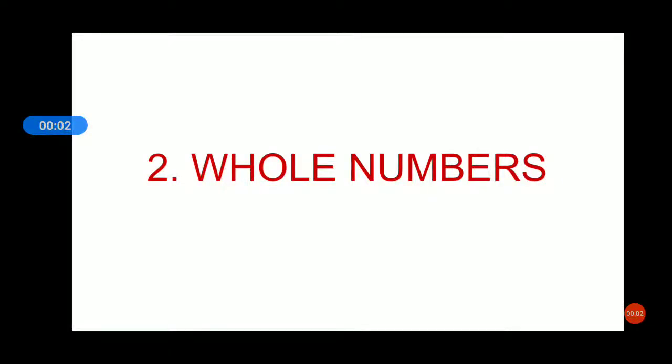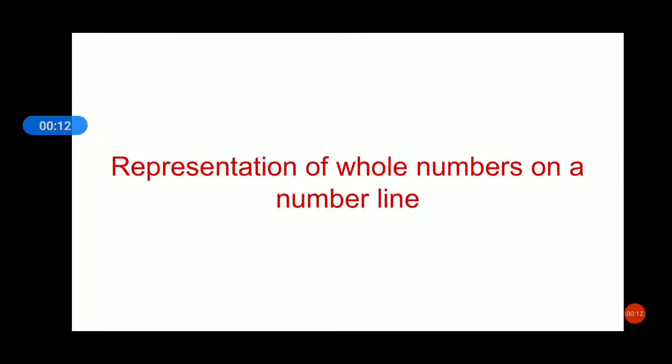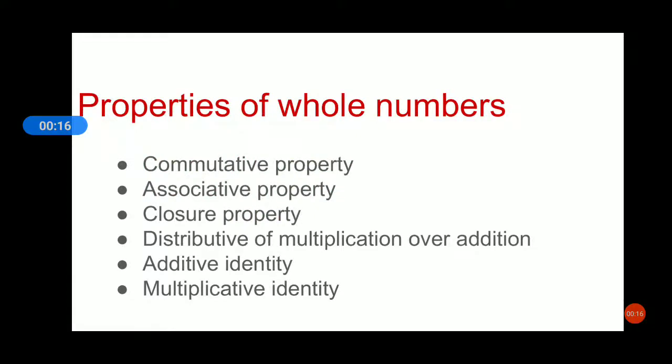Students, we are already seeing chapter 2, which is nothing but whole numbers. In whole numbers, we have just seen about 0 and the properties of 0, and the next one we saw is how to represent whole numbers on a number line. Then we saw the properties of whole numbers: commutative, associative, closure and distributive of multiplication.